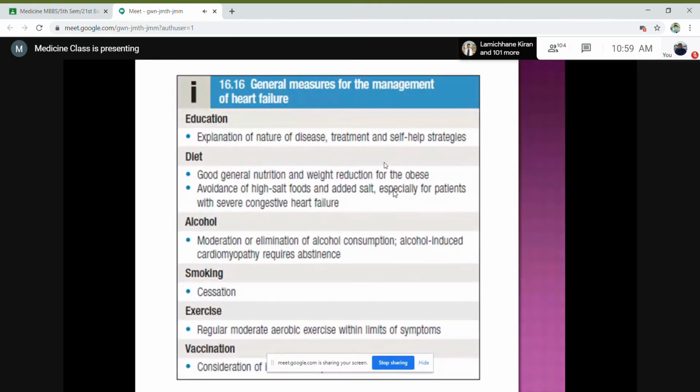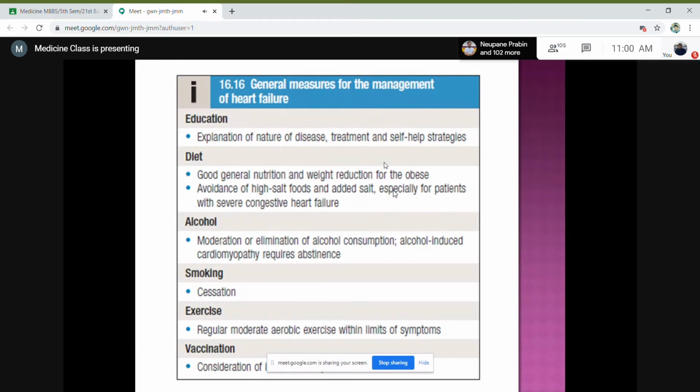Okay, so this is just the summary of all the things we have discussed. Education, explanation about the nature of the disease, treatment and self-help strategies. Some of the patients tend to have exacerbation because with treatment they get improvement in the symptoms, and they tend to decrease the dose by themselves. You have to educate the patient regarding the need for continuation of medication.